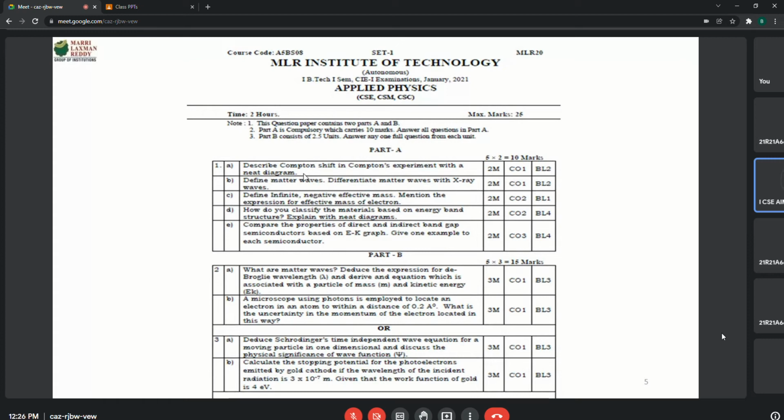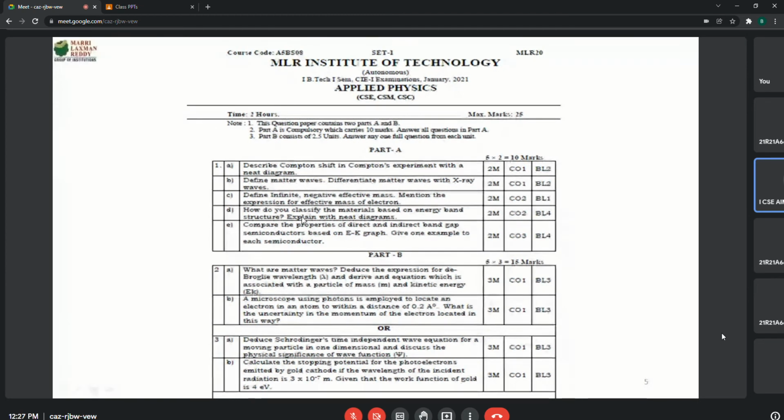Now see, 1A, 1B, 1C, 1D, 1E. No choice will be given in part A. That means all these questions are mandatory. You have to write answers to all the given questions.